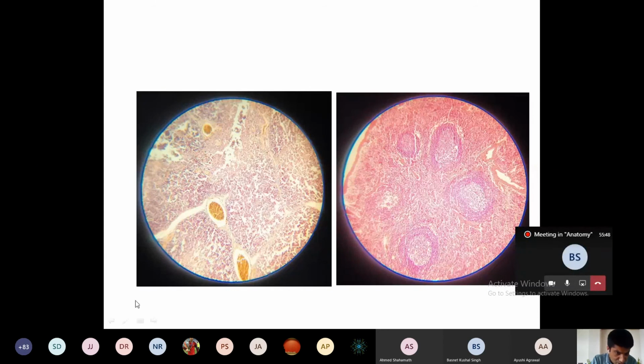Now this one is the thymus. Thymus, how to identify? See, thymus has different lobules. This is one lobule, this is another lobule, this is another lobule, another lobule, separated by different septa. All these are the connective tissue septa.